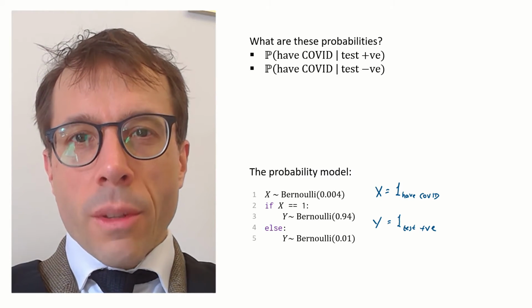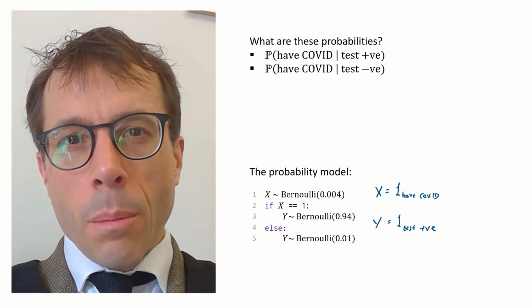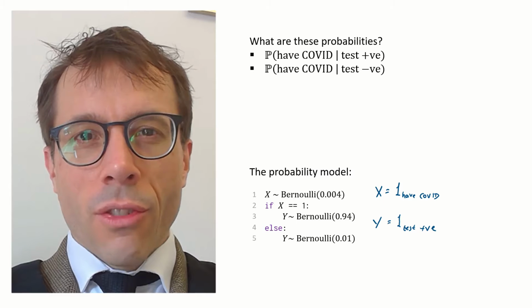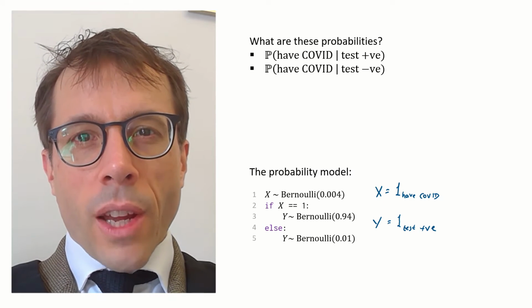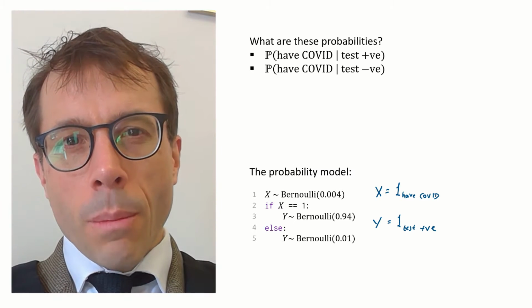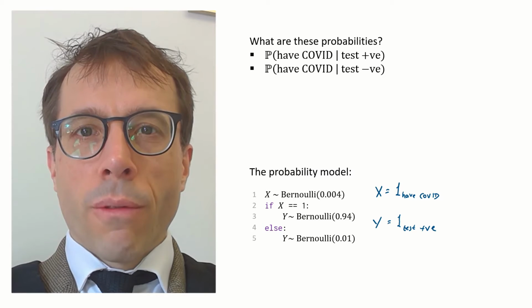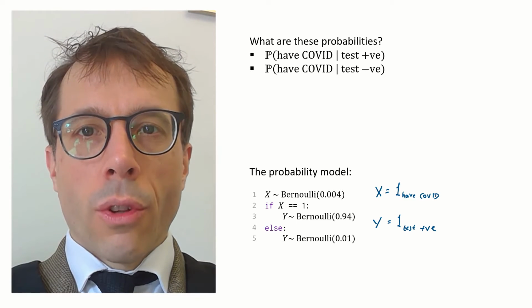The distribution of y depends on x. If x says I have COVID, then y is very likely to be 1. But it's not 100% certain because the test isn't perfect. And if x says I don't have COVID, then y is very likely to be 0, but again, it's not 100% certain. These numbers 0.94 and 0.01 describe how good the test is.